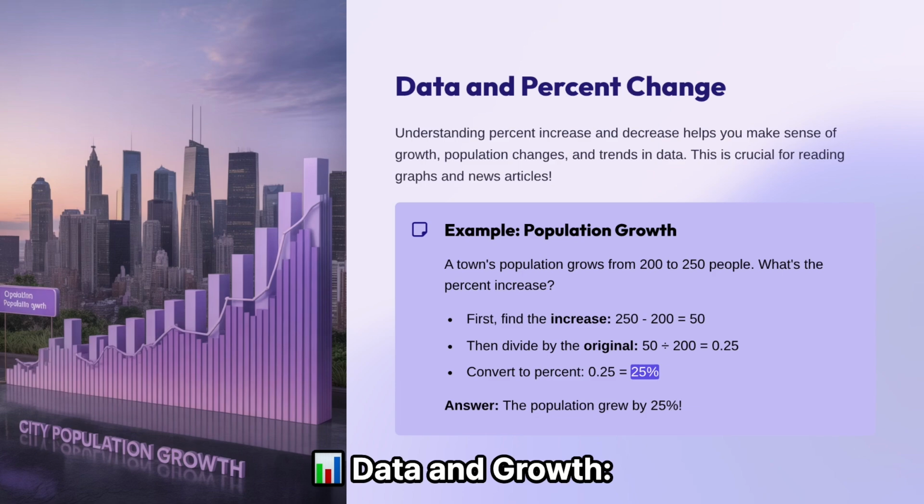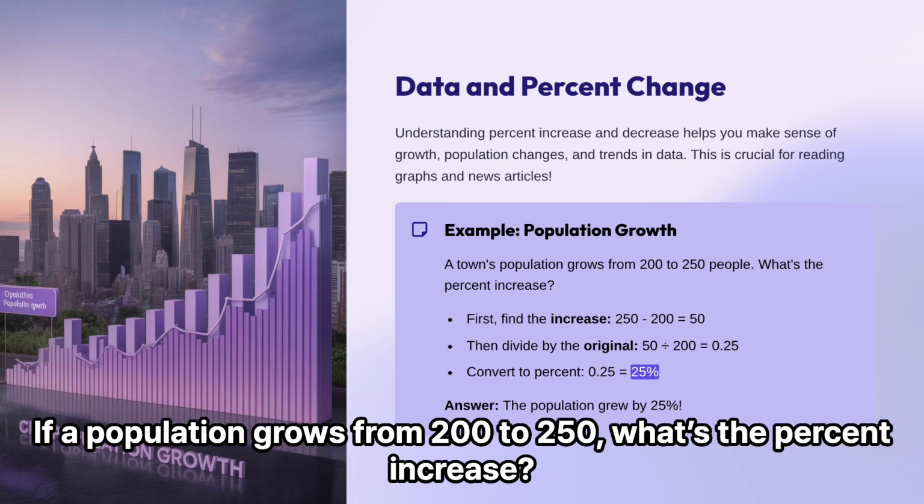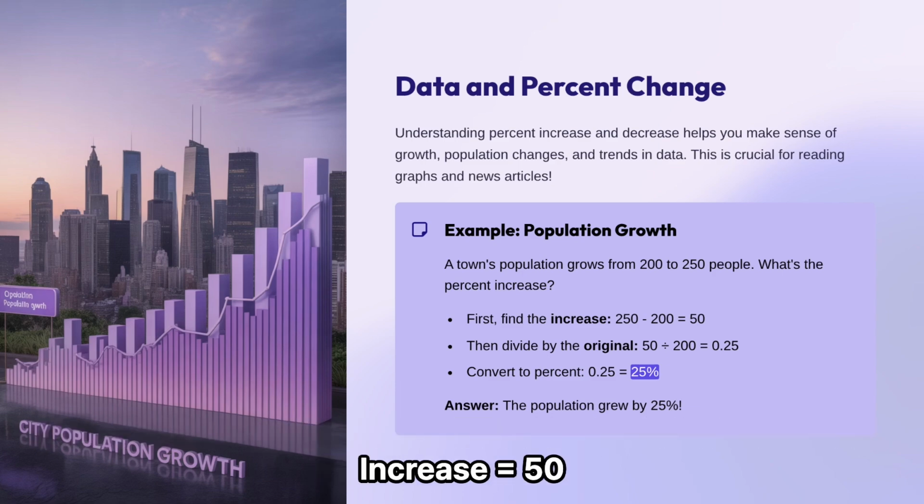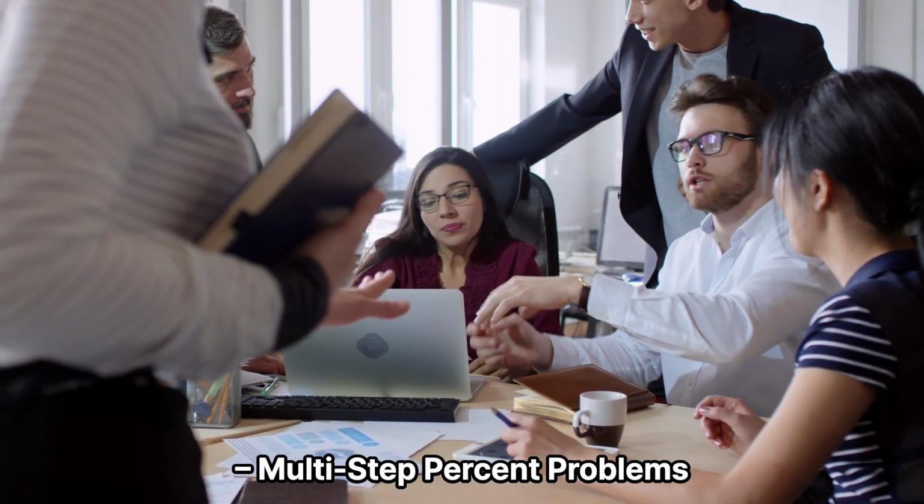Data and growth. If a population grows from 200 to 250, what's the percent increase? The increase in population is 50. So, part divided by whole is 50 divided by 200 equals 0.25, which is 25%. So, a 25% increase.